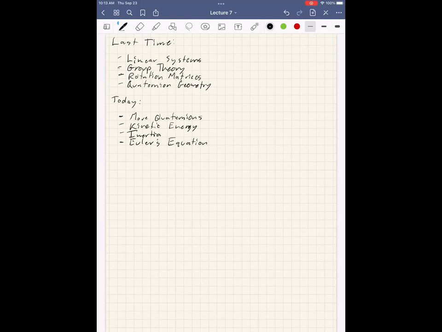So who's seen Euler's equation before? Like most people, half-ish. And I think, yeah. Okay, cool. Let's get into it then.